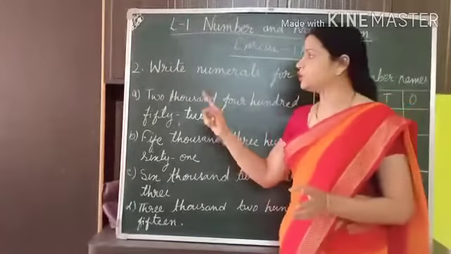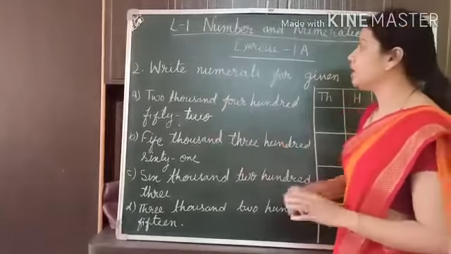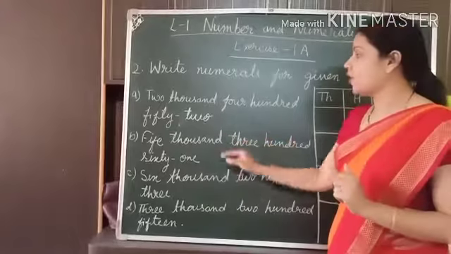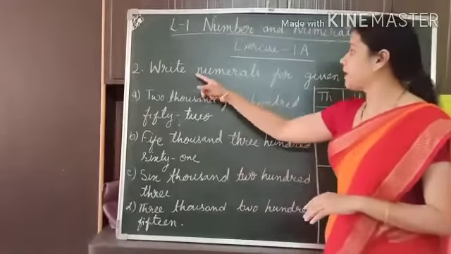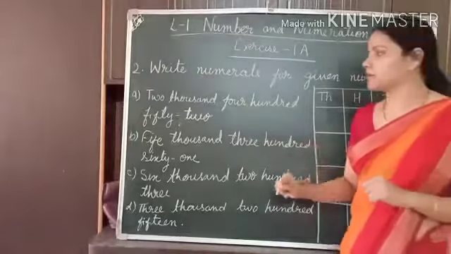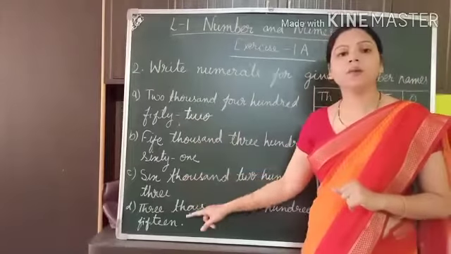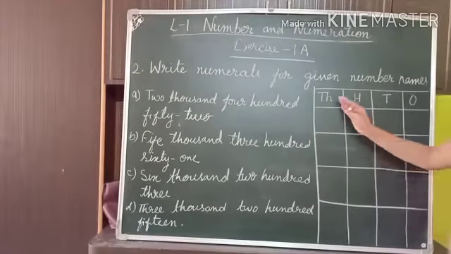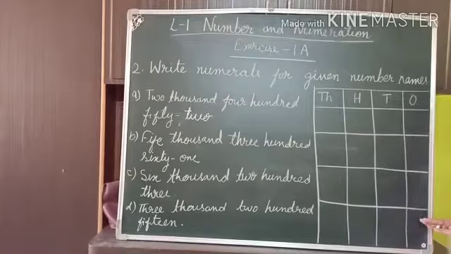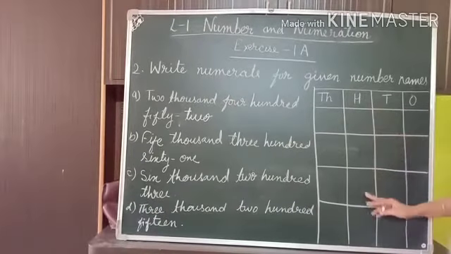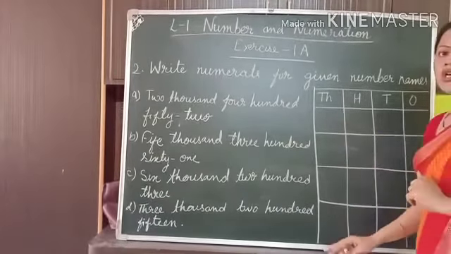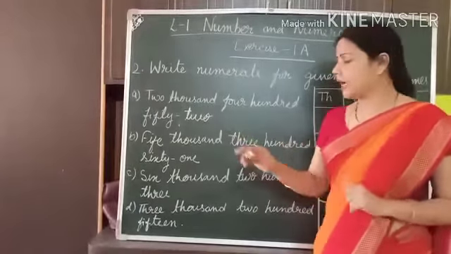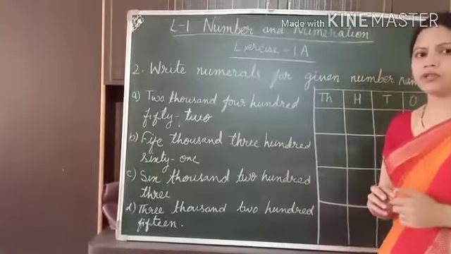Now let's do question number 2. In this question, you have to write the numerals of the given number names. Write numerals for given number names. Here I have written 4 number names, and here I made a table. As you can see, these are the places of ones, tens, hundreds and thousands. So in this also, I am going to do the first one for you, and the rest you have to do on your own.